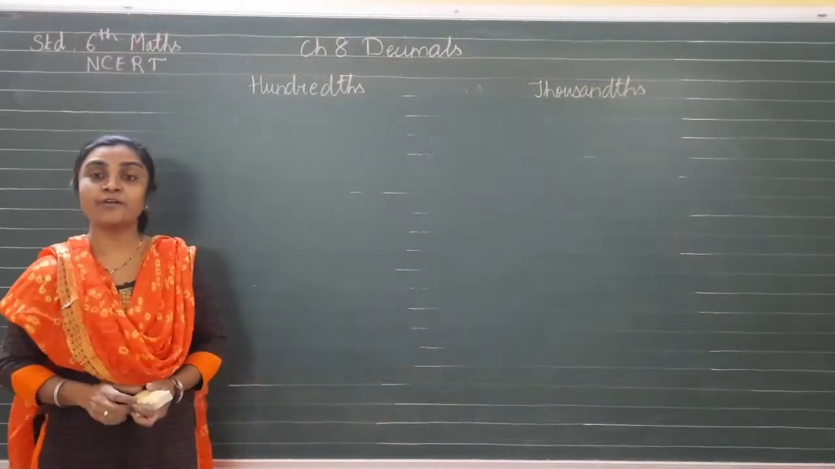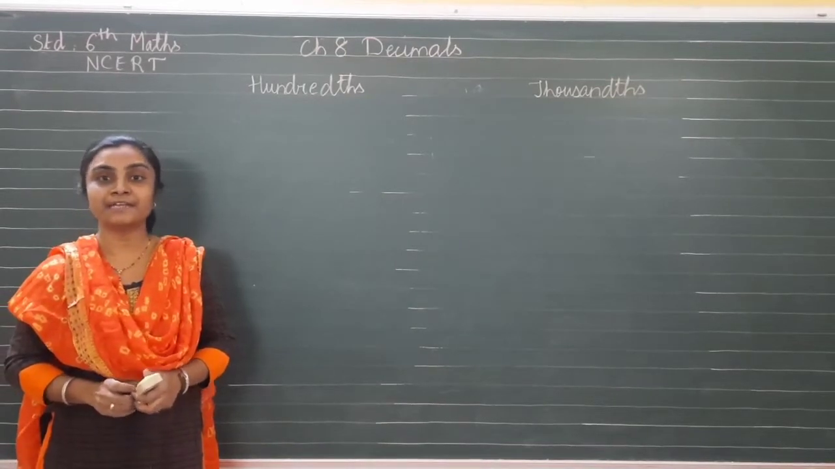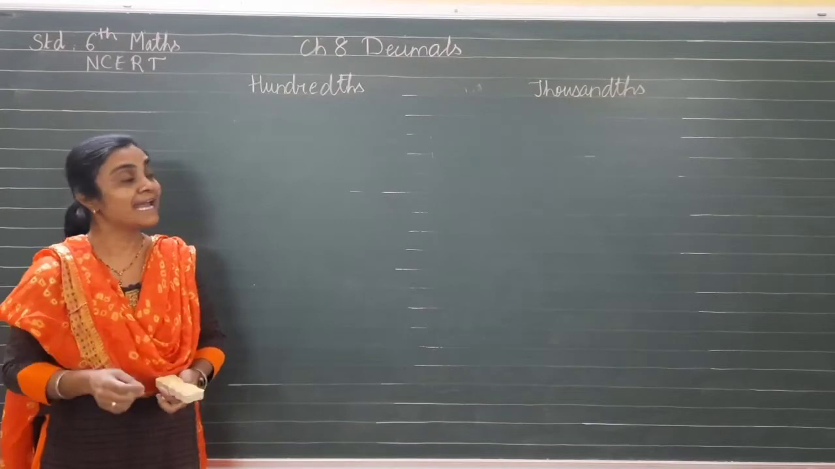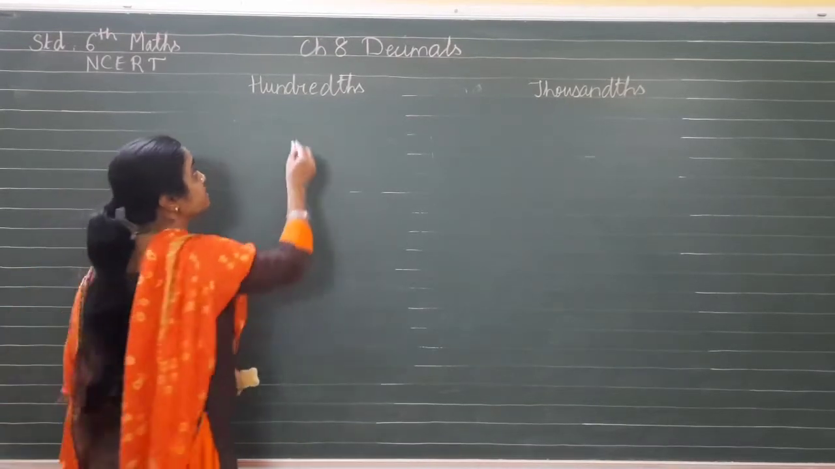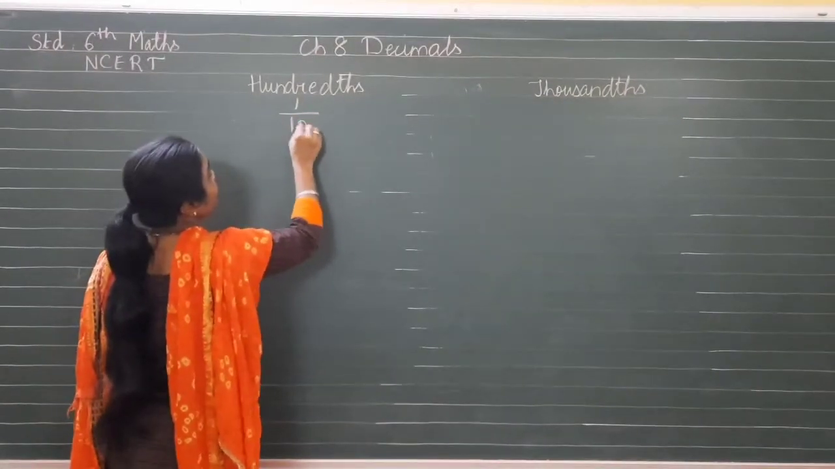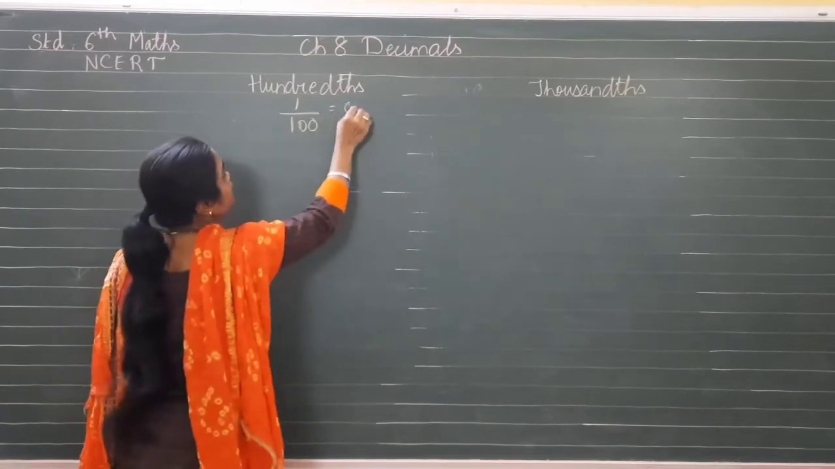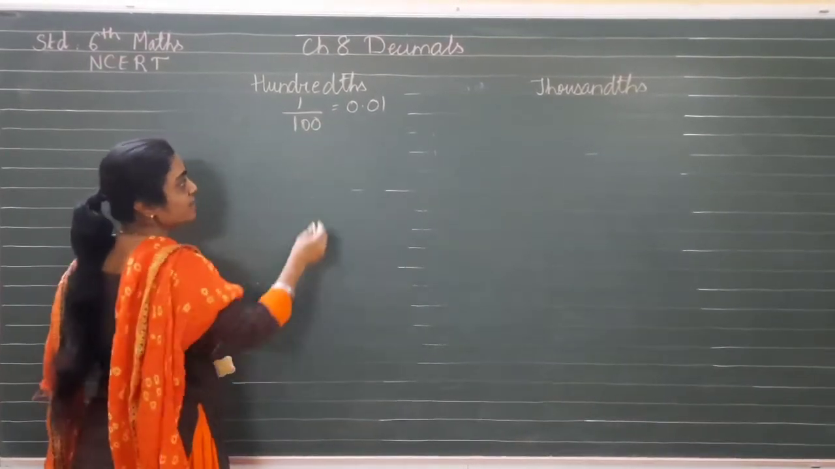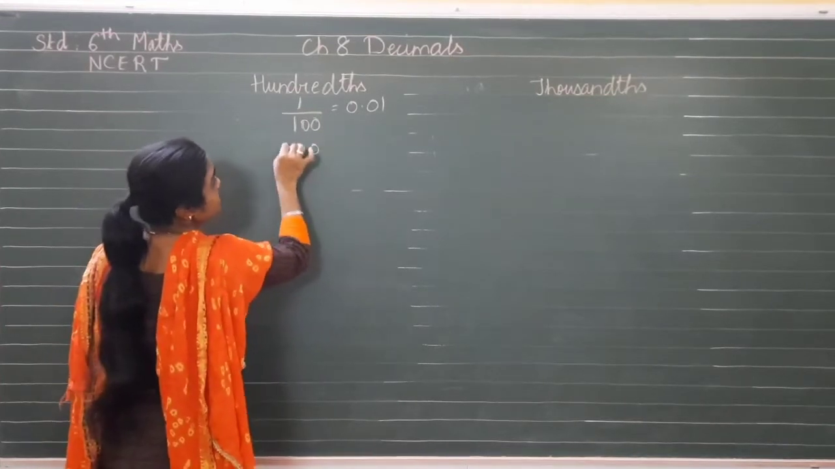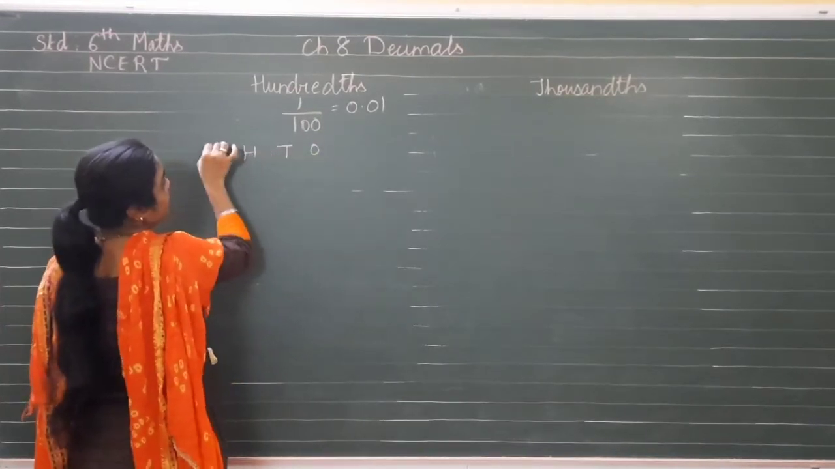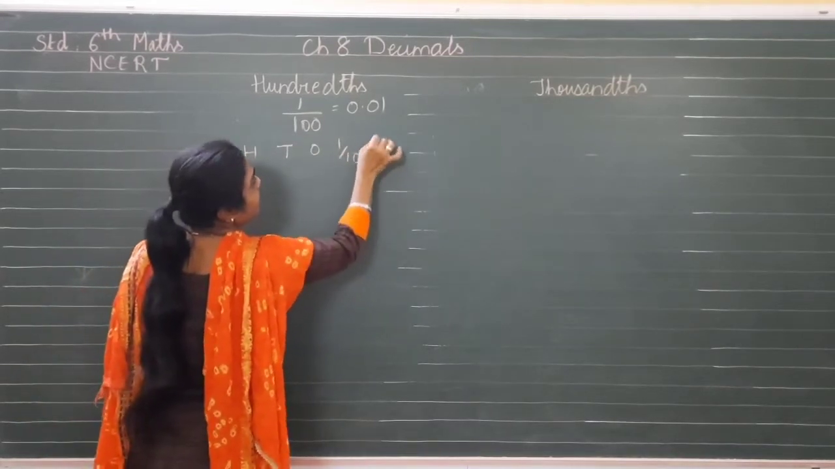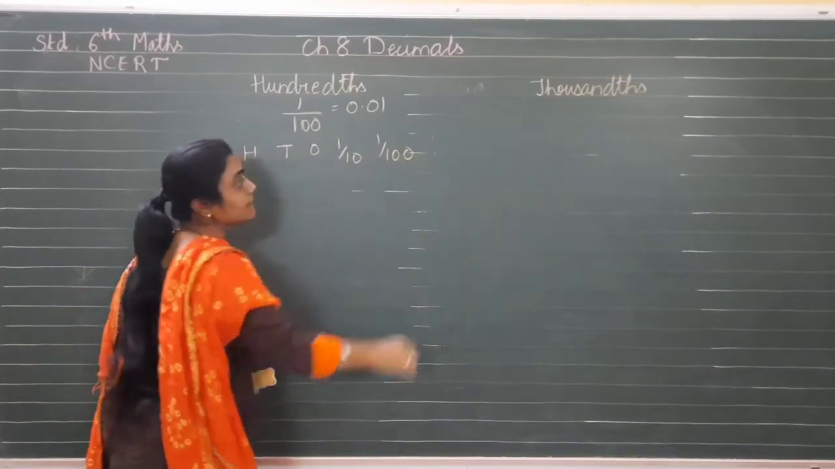Now we have already seen the place value of tenths in the decimals. Now we will see the place value of hundredths and thousandths. Hundredths means 1 upon 100, so it will become 0.01. Now let us see the place value. We know ones, tens, hundreds and thousands. Here it will be 1 upon 10, 1 upon 100 and 1 upon 1000.